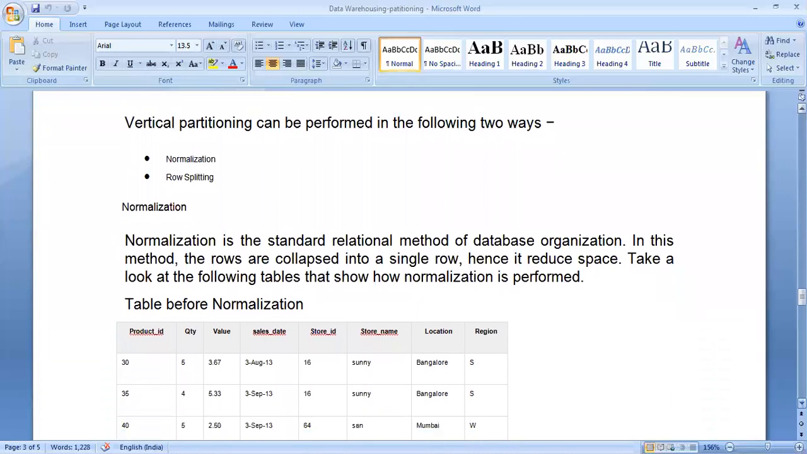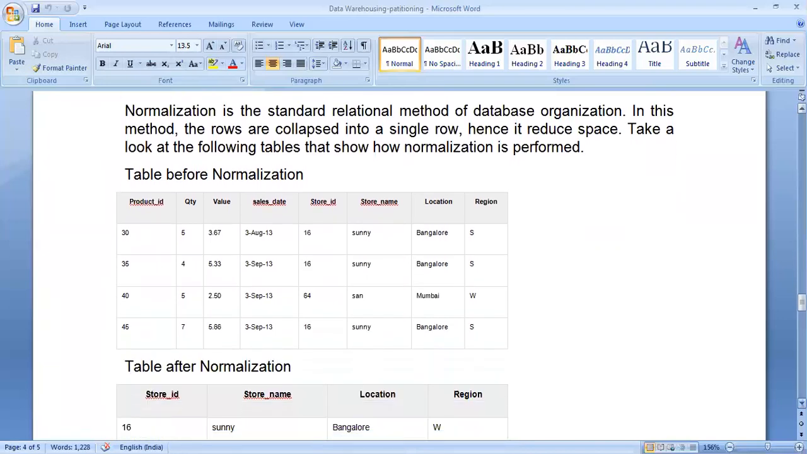First one, normalization. Normalization means removing redundancy. Normalization is the standard relational method of database organization. In this method, the rows are collapsed into a single row, hence it reduces the space. Here, multiple rows are merged into a single one on the basis of some common key attributes.